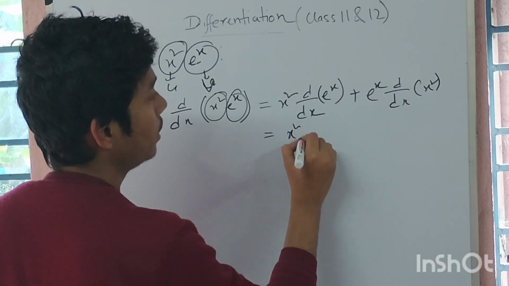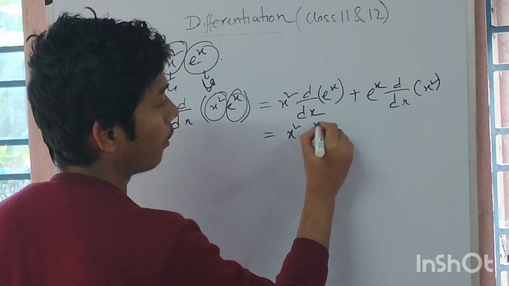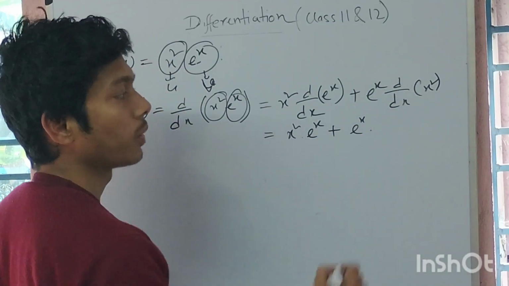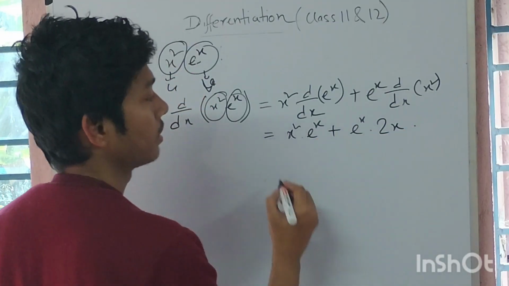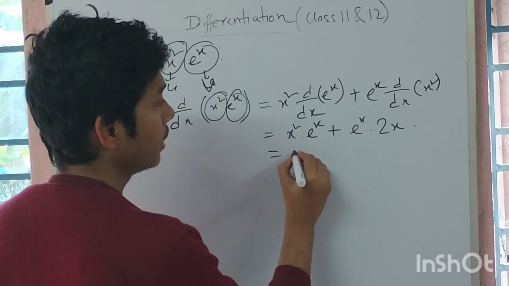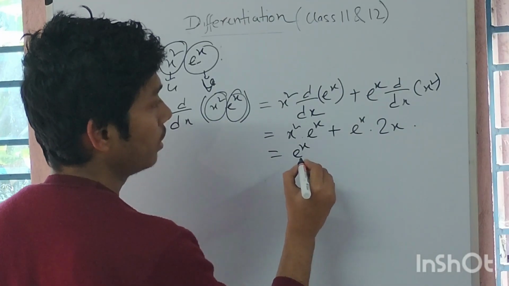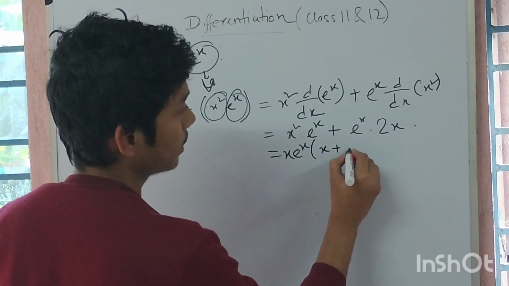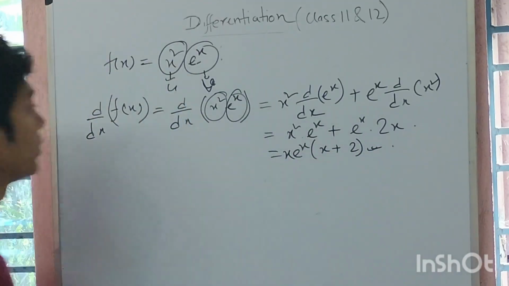So it will be x squared into d/dx of e to the power x, which by formula is e to the power x, plus e to the power x into d/dx of x squared, which is 2x. If I take x e to the power x common, it will be x e to the power x into (x plus 2). Fine. This is my derivative.